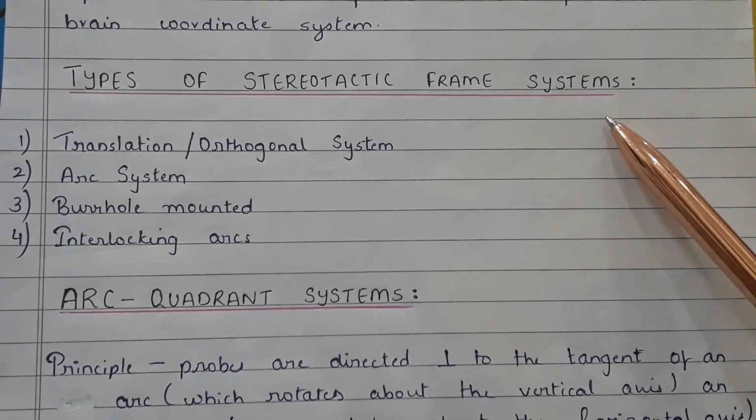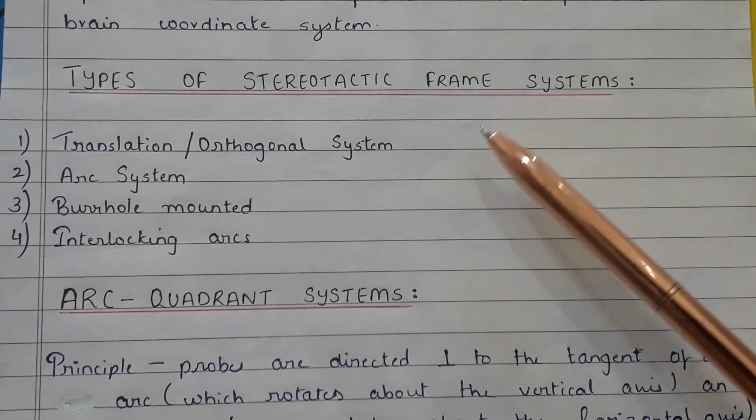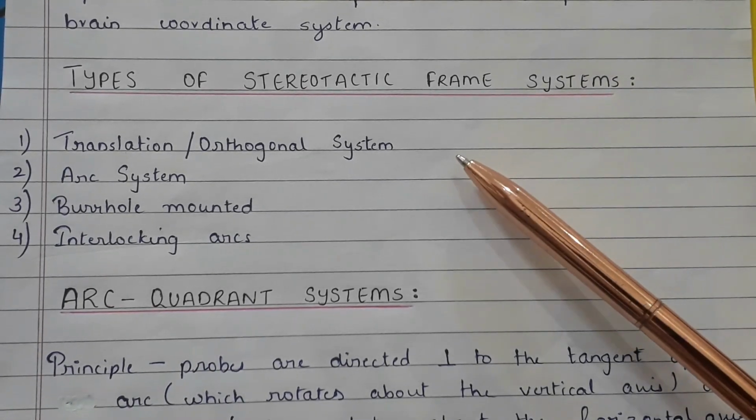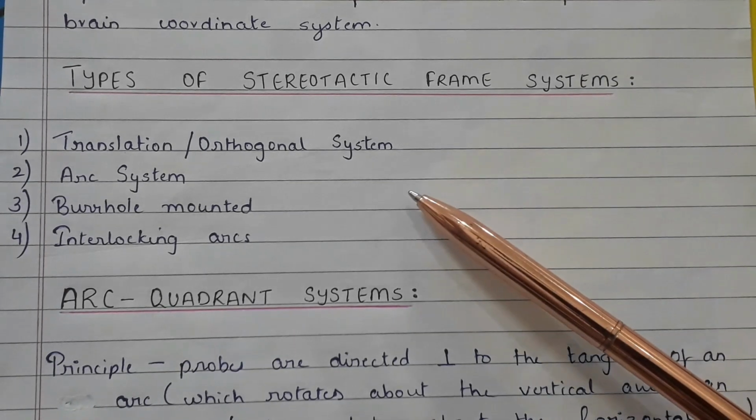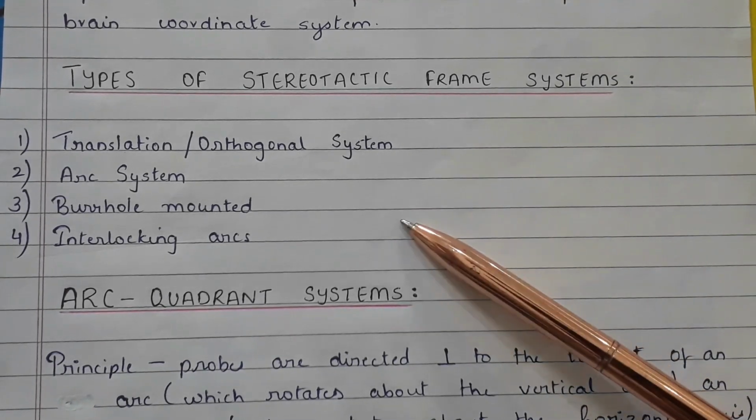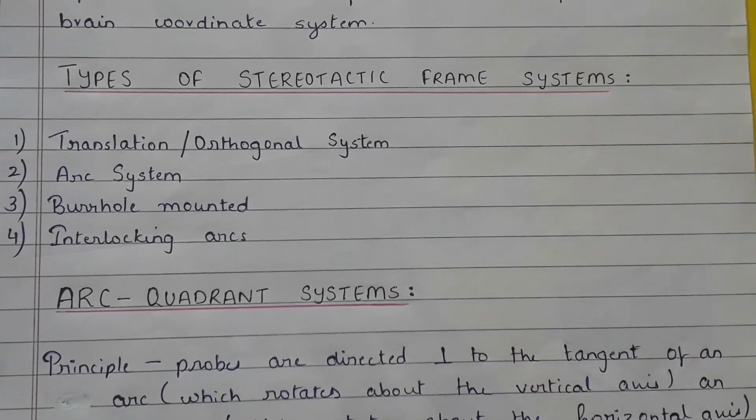Types of stereotactic frame systems. The first one is the translational or orthogonal system, then the arc system, the burr hole mounted, and the interlocking arcs.